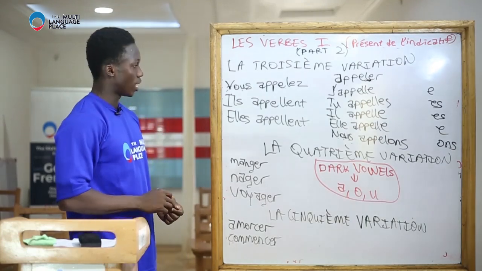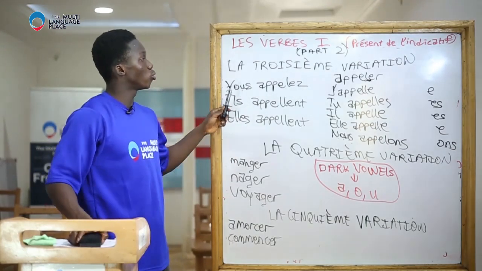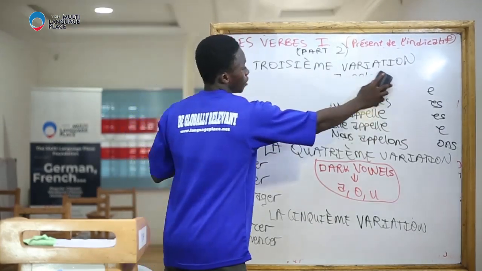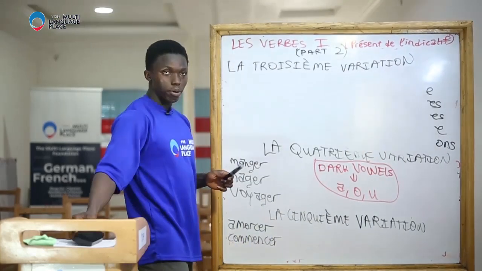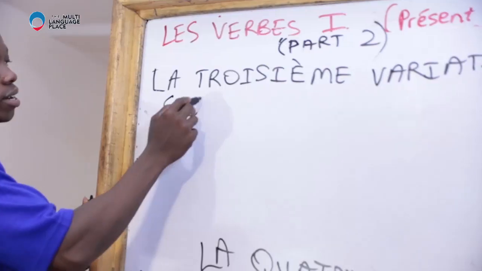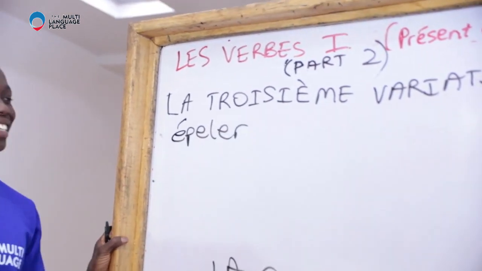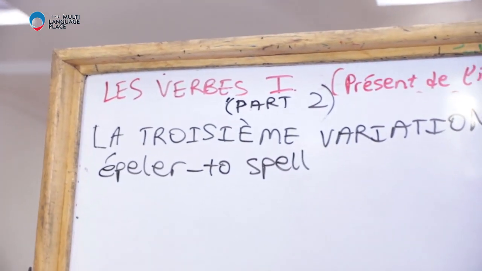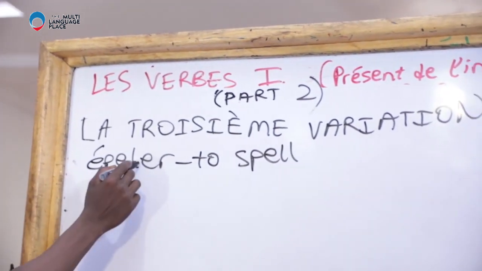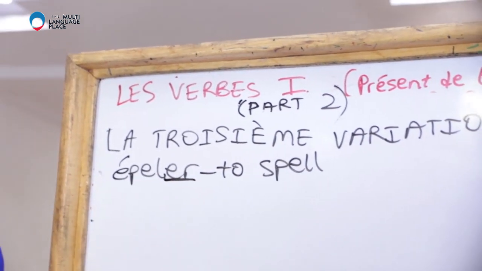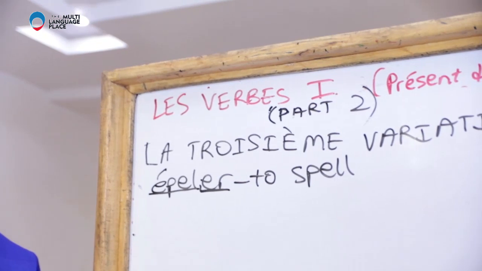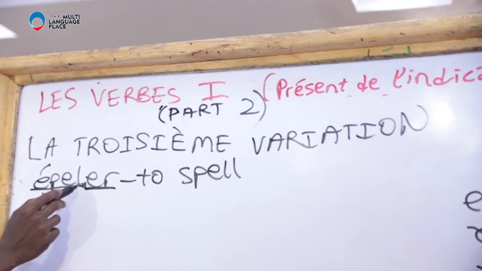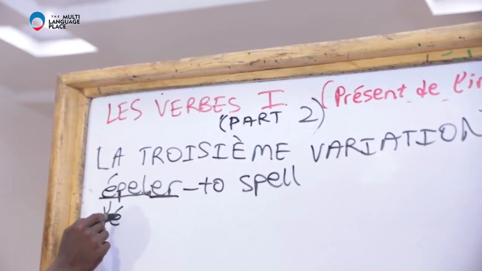Now, let's quickly see another verb, which is also amongst the verbs that follow the third variation. The verb épeler. Épeler is a verb that means to spell. Now, to conjugate the verb épeler, once you take this ER, which is the ending, what remains is the stem. Now, when you start conjugating, you have to double this L, which is why that is the third variation.